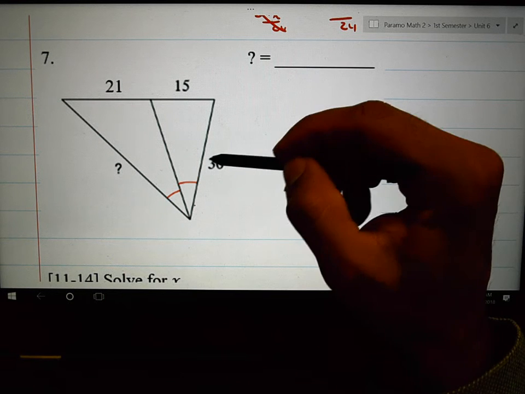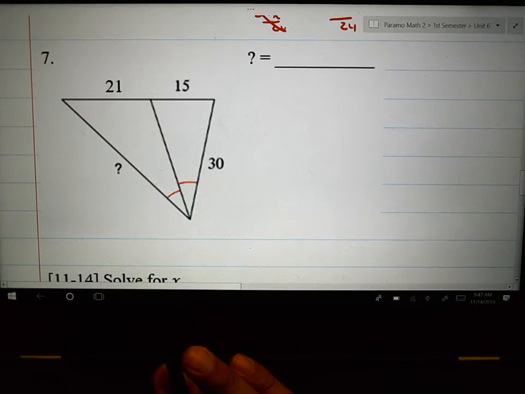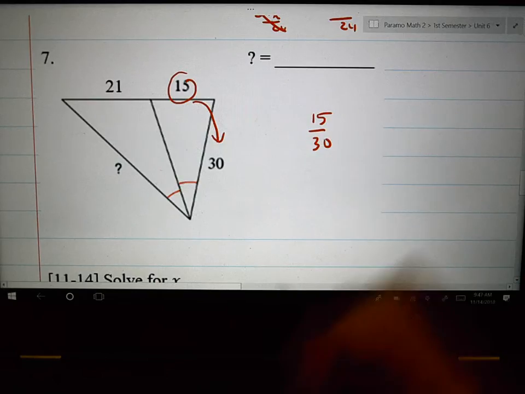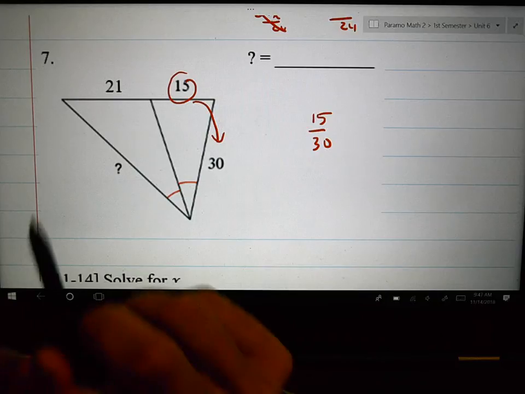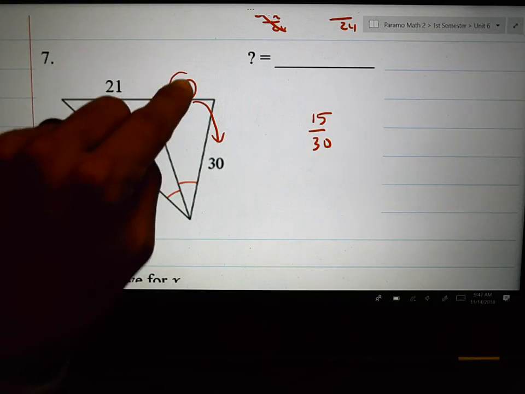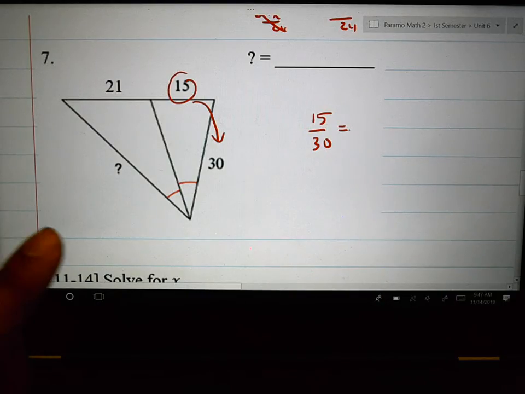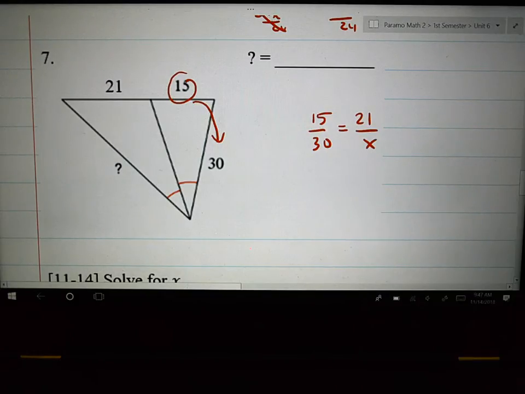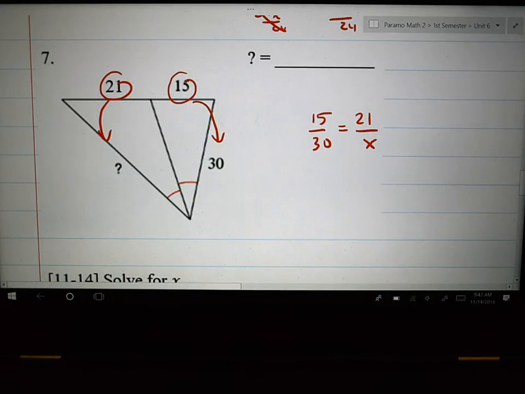Here's what I mean. You can do 30 over 15 or you can do 15 over 30. It doesn't matter. You pick which one. Let's say you pick 15 over 30 though. As soon as you pick your proportion, you have a direction. The other side now matters. If I did this top side over the right, then for it to be equal, I have to make sure it matches 21 over x, over our missing question mark. So the direction does matter once you pick your first one.